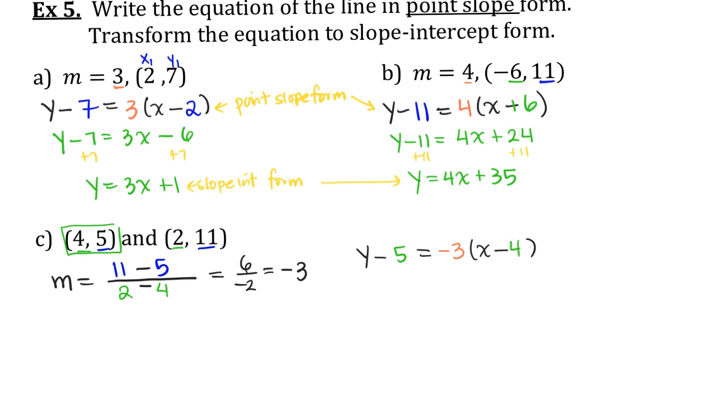If they ask me to stop at point-slope form, I'm done. If they ask me to transform it, I will keep going. So let's just transform it for the fun of it. Negative 3 times negative 4 is positive 12. So in slope-intercept form, it's y equals negative 3x plus 17.